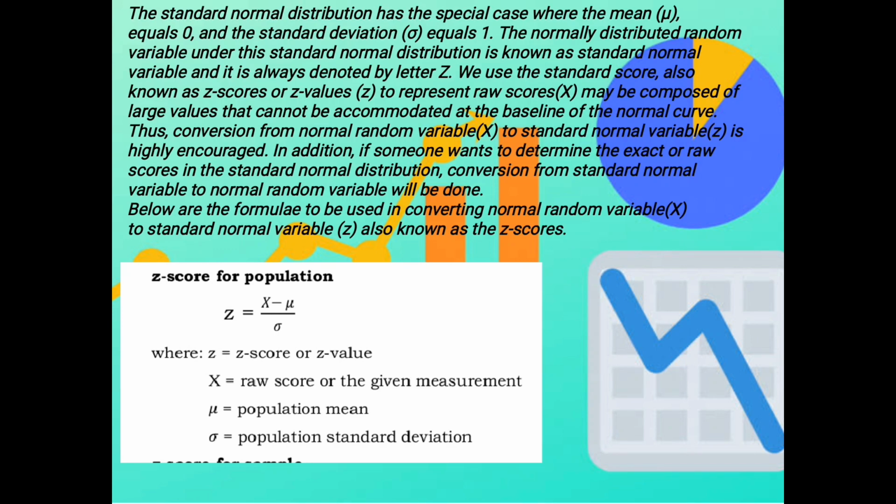Below are the formulas to be used in converting normal random variable x to standard normal variable z, also known as the z-score. Z-score for population: z is equal to x minus mean divided by standard deviation, where z is equal to z-score or z-value, x is equal to raw score or the given measurement, mean is the population mean, and deviation is the population standard deviation.